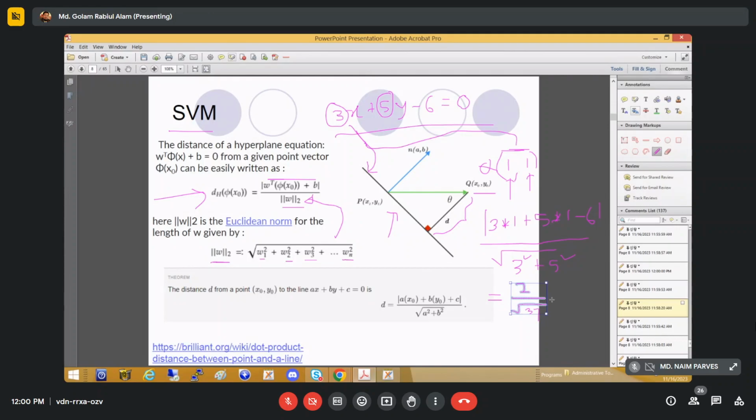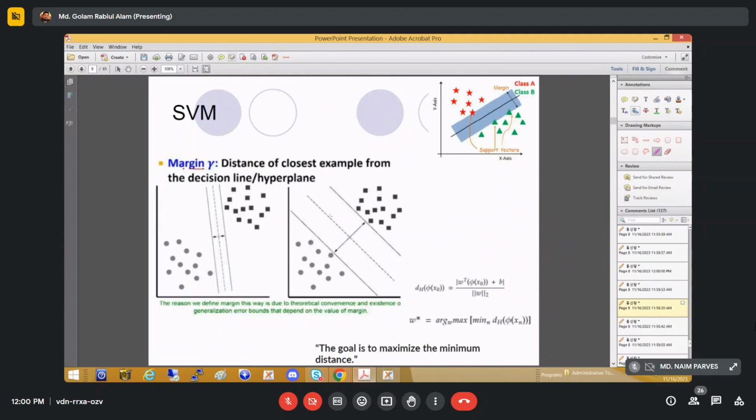So now we have to think about the support vectors. The data set is given. If we consider this data set, we can draw the hyperplane like this, the dotted one in the middle. Or even we can draw the hyperplane that other way.